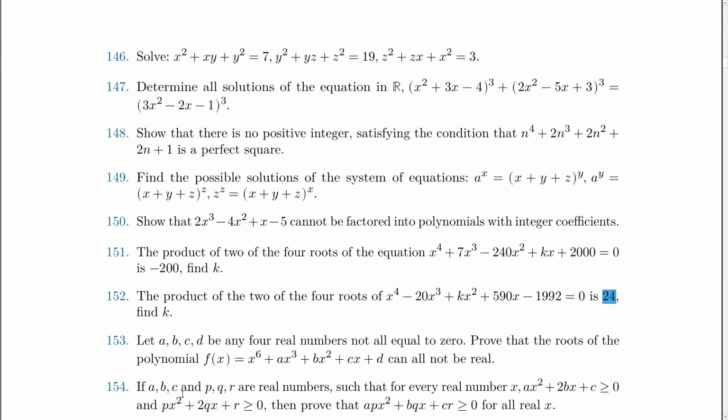Question 154 says that if a, b, c and p, q, r are real numbers such that for every real number x, ax² + 2bx + c ≥ 0 and px² + 2qx + r ≥ 0, then prove that apx² + bqx + cr ≥ 0 for all real x.